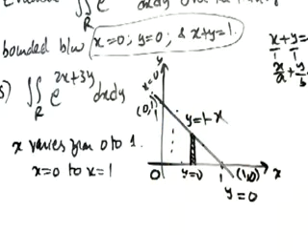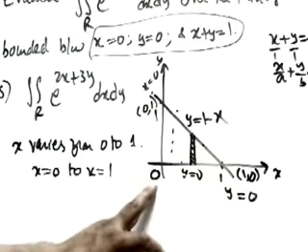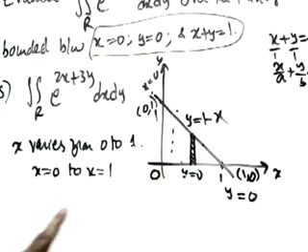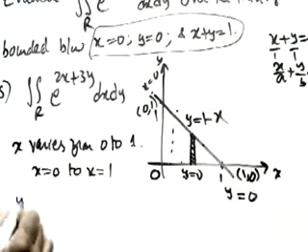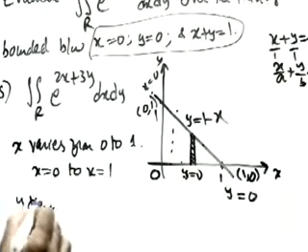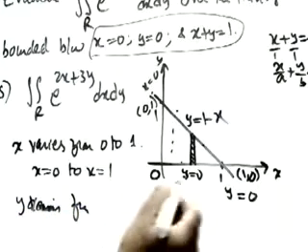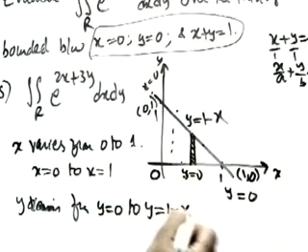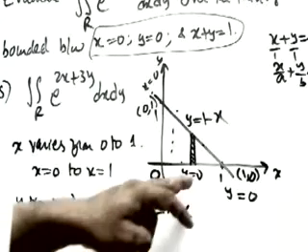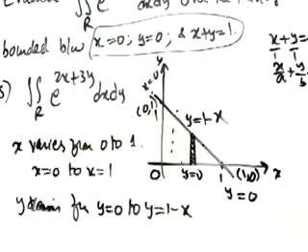So this line can be written as y equals 1 minus x. So let me take x in terms of constants. If we take x in terms of constants, we have to take y in terms of variable. So y varies from y equals 0 to y equals 1 minus x. So this is the lower limit, this is the upper limit.